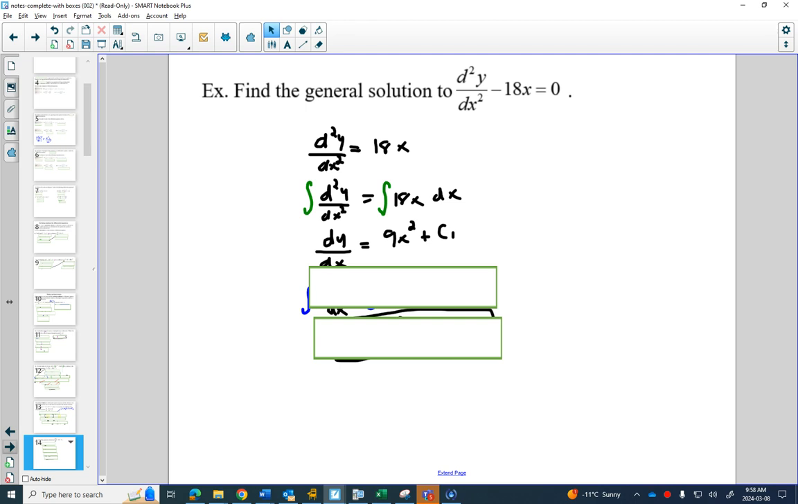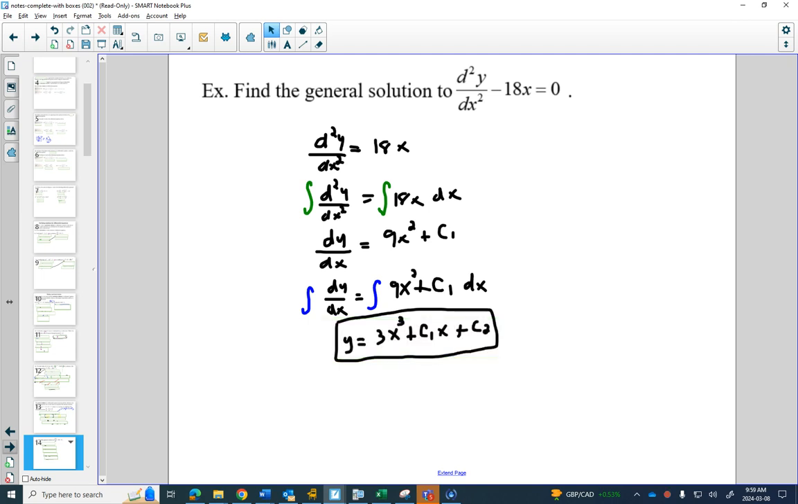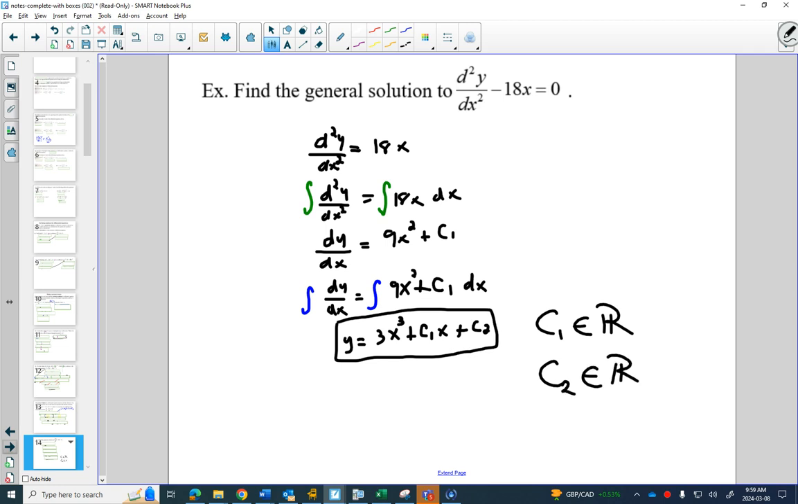And if I wanted to find the general solution back to the original, now I'd have to integrate that again. And I'll get a C1x, and now I'll have a plus C2. So C1 and C2 both can be any real number. C1 belongs to all real numbers. C2 belongs to all real numbers.